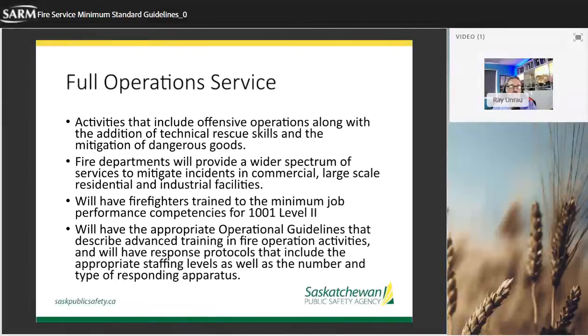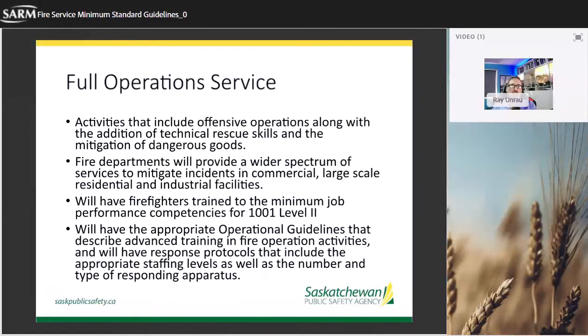The full operations, I'll draw your attention to the second bullet point from the bottom. You'll have firefighters trained to 1001 level 2. That is the thing that really puts this out of reach for, even if you're an organized department based on volunteers, it's often difficult to get firefighters all trained to that particular level. So we recognize that, and this particular standard relies on the fact that these folks are all trained to that level. You've got documentation, certified, and that seems to be the thing that draws a line.